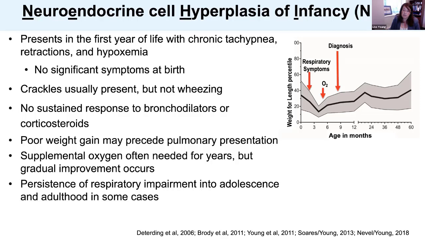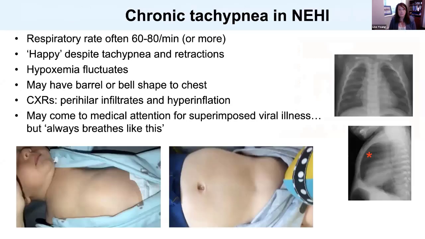And this is a study done by Rebecca Neville, who was a fellow at Vanderbilt with me, looking at when respiratory symptoms started in relation to the growth curve, in relation to oxygen. And these kids really fall off the growth curve and then improve with oxygen. Unlike other forms of ILD that I've shown you, gradual improvement occurs. These kids may need supplemental oxygen for years, but there's no progression to lung transplant or deaths reported, though we've done some longer term follow-up studies and see some persistence of respiratory impairment into adolescence.